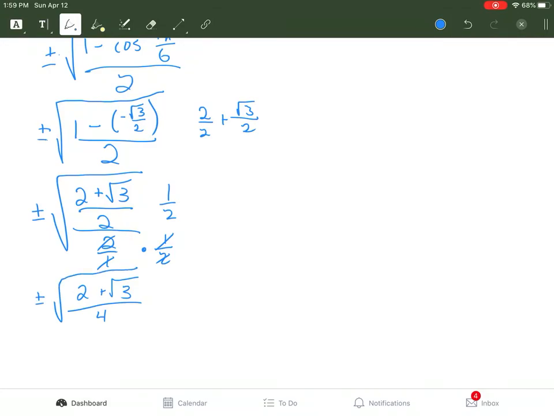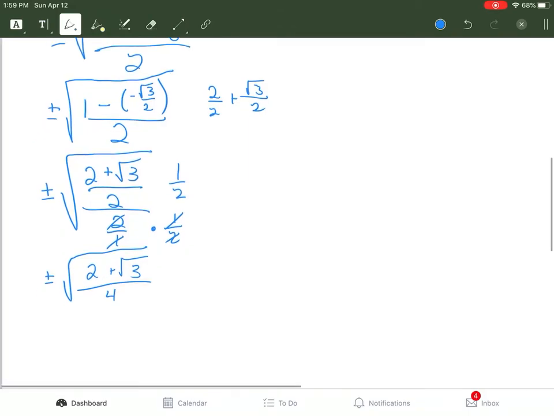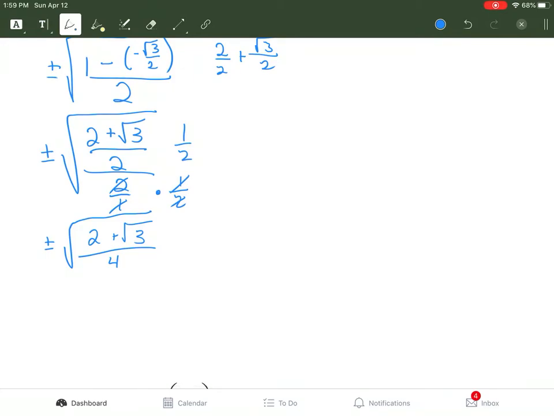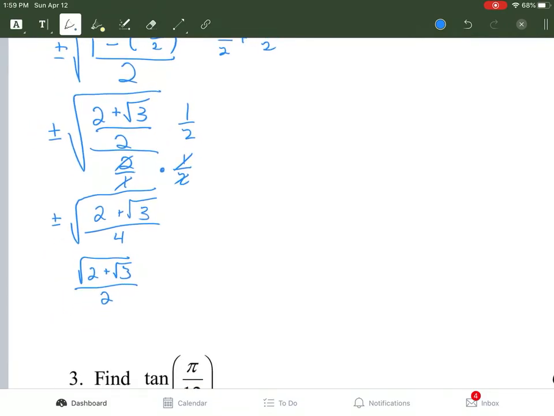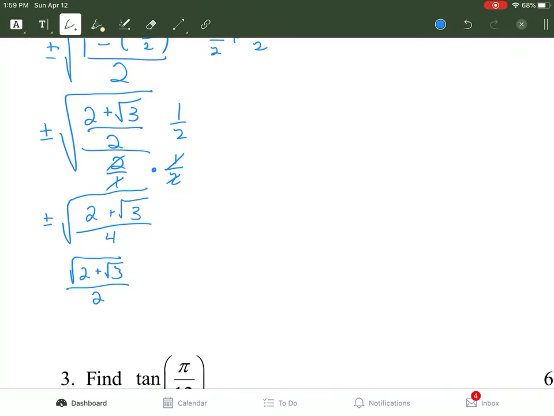Okay. So then what we're going to do is we have a square root on the top and a square root on the bottom. Well, the square root of 4 you can actually do. So you have 2 plus root 3 square rooted. And on the bottom, you get just the square root of 4, which is 2. Okay. And now the plus or minus comes into play. Okay. So we want to know if this value is going to be positive or negative. Okay, so we're dealing with sine.